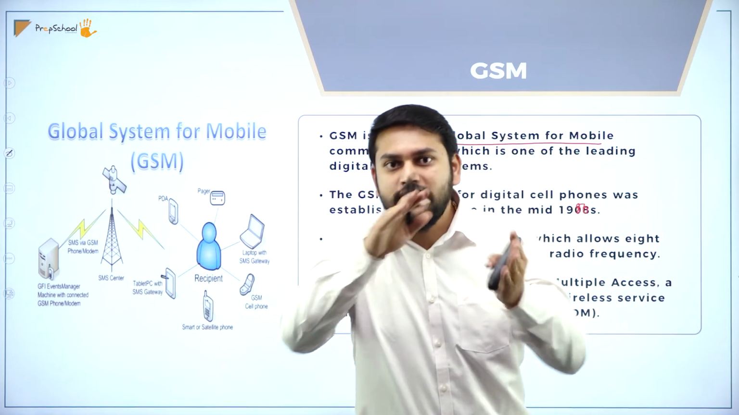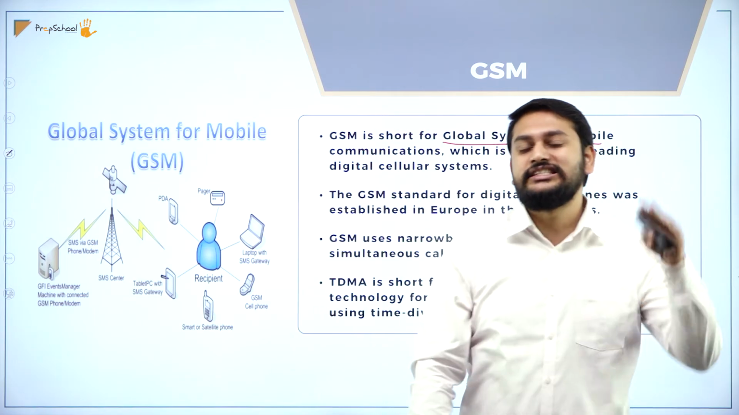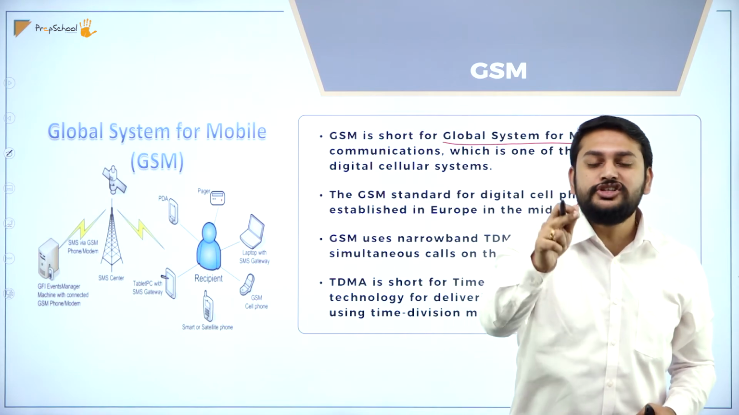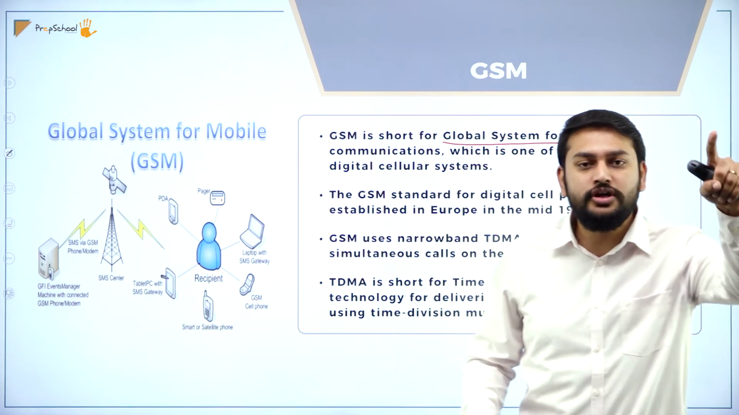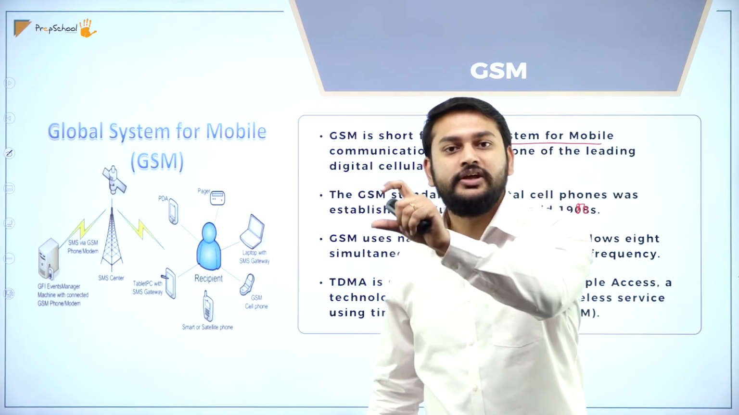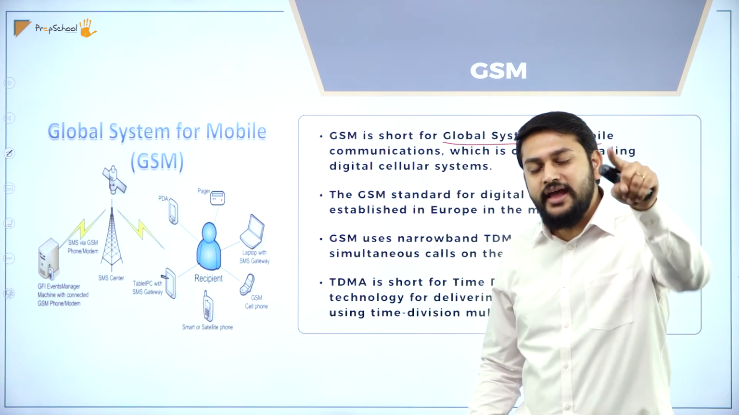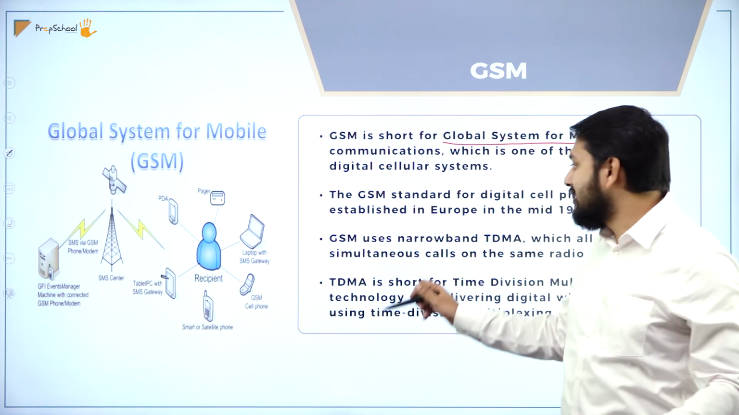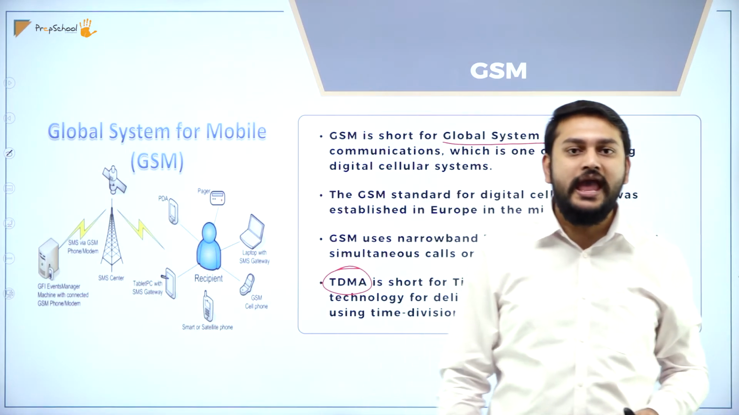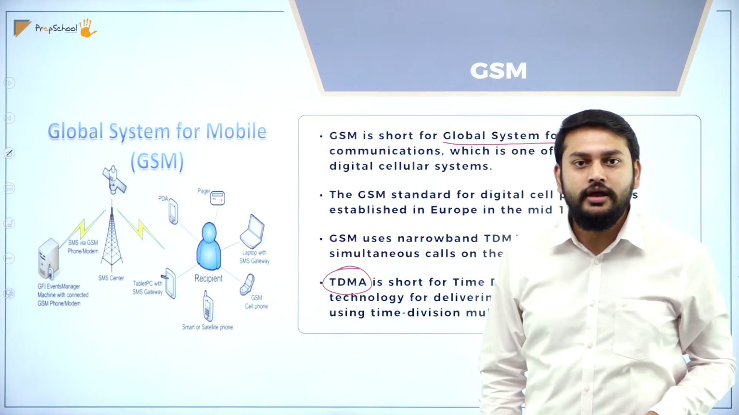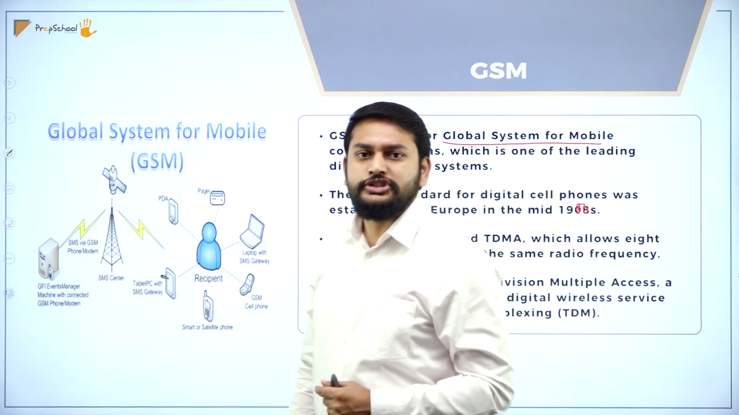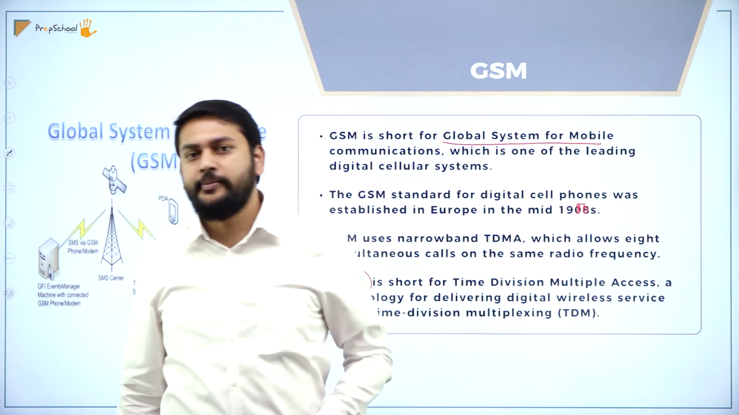Imagine I have a channel. That channel is divided based on time slots. Say for example, I have user number 1. This particular channel will be allotted to user number 1 for 5 minutes. I'm dividing the channel based on time. So that is what I call TDMA. When it comes to GSM narrowband, we are using the TDMA technology, and it supports multiple people using the channel simultaneously. That's what you need to remember.